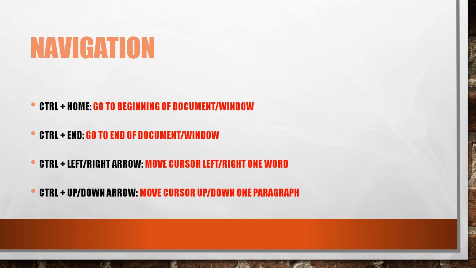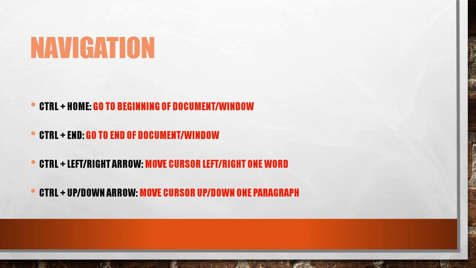The next one is Control End. If you want to go to the end of a document or to the end of a window, you have to press Control and End. The next one is to move your cursor left and right within words. You have to press the Control button and the left or right arrow. If you want to move your cursor up and down in between paragraphs, you have to press your Control button and the up and down arrow.